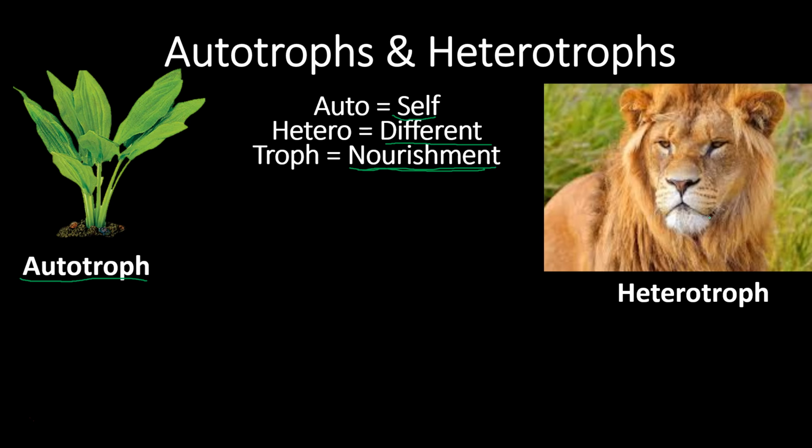You and I, we're considered heterotrophs because where do we get our energy from? Where do we get our nourishment? We have to eat food. We can't make our food on our own. Autotrophs are able to make their own food.